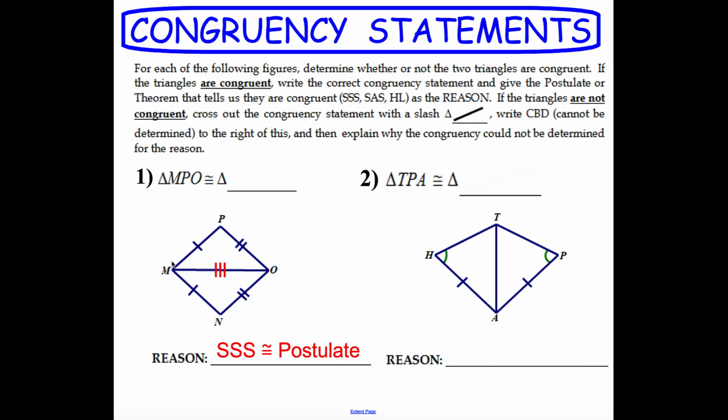Now be careful, because we have to go in corresponding order. For MPO, which started at M and went up to P and then down to O, right? We started between the 1 tick mark and 3 tick mark sides. Well, that would also be M on the bottom triangle. And then we would go to N to match up with P, and then we would end at O.